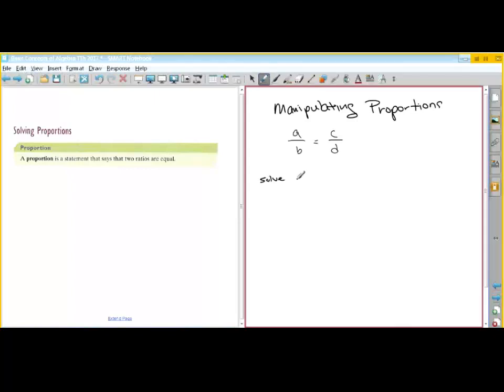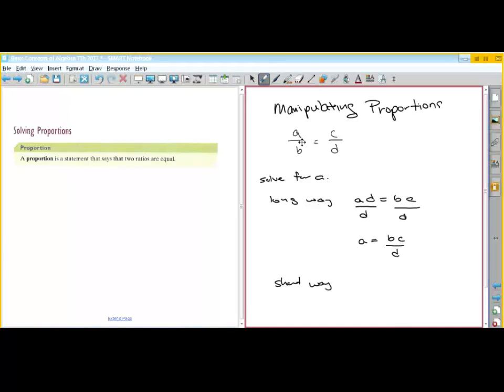So what I could do is if I wanted to solve for A, the long way of doing this is you would cross multiply them. So you'd say A times D is equal to B times C. And then you say, okay, to solve for A, I'm going to divide both sides by D. And so D divided by D is 1, so you get A is equal to B times C divided by D. Okay, that would be the long way.